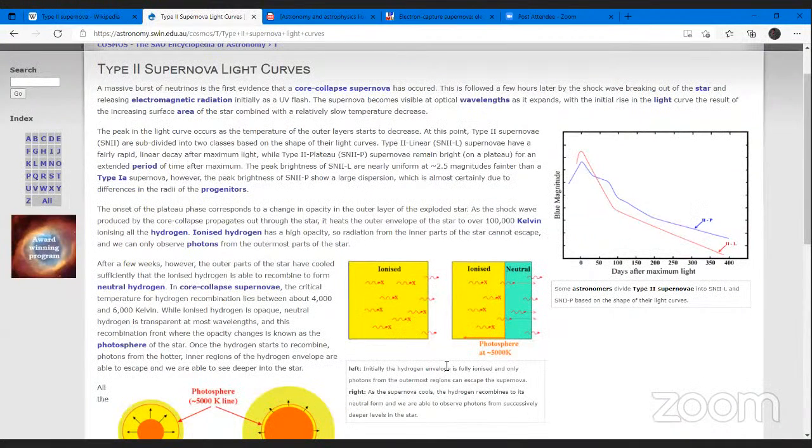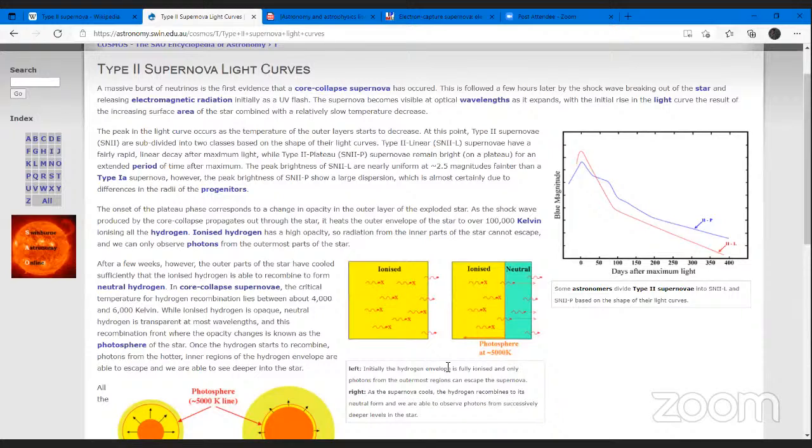So yeah, the onset of the plateau phase actually corresponds to a change in the opacity in the outer layer of the exploded star. Outer layer of the exploded star. Outer layer means that envelope I am talking about.